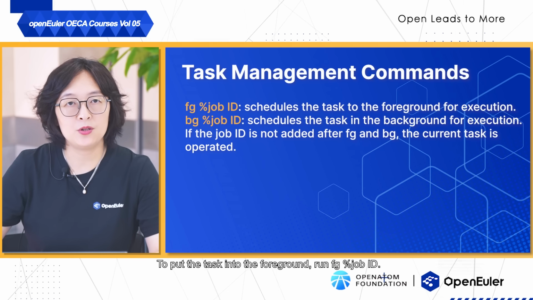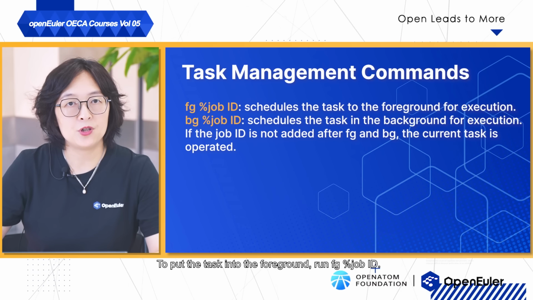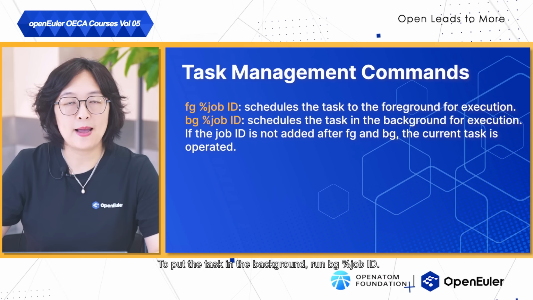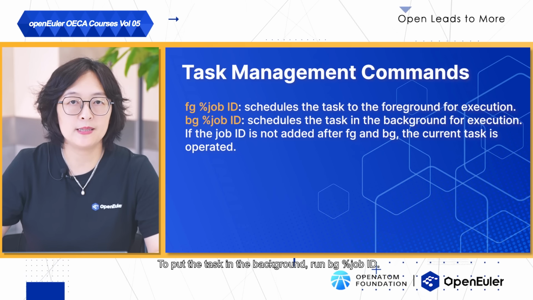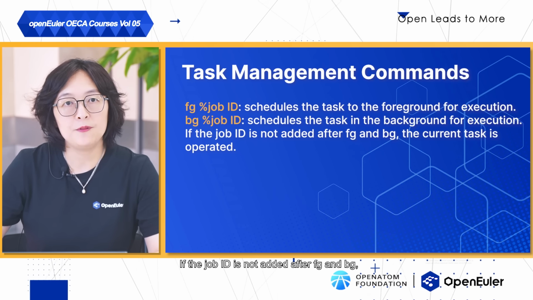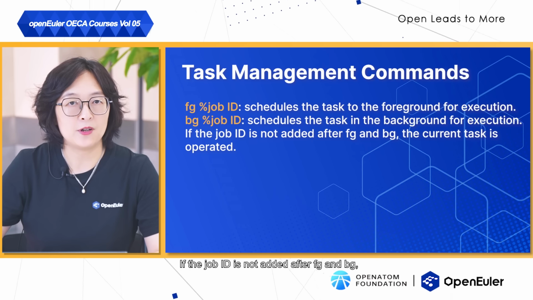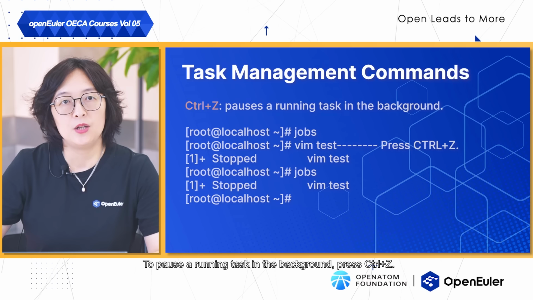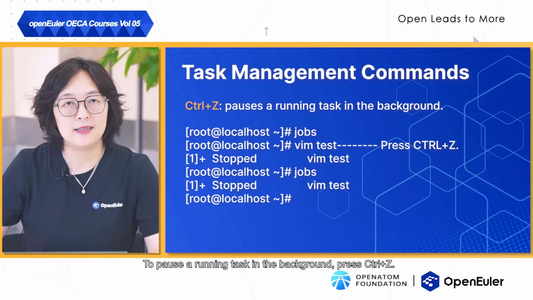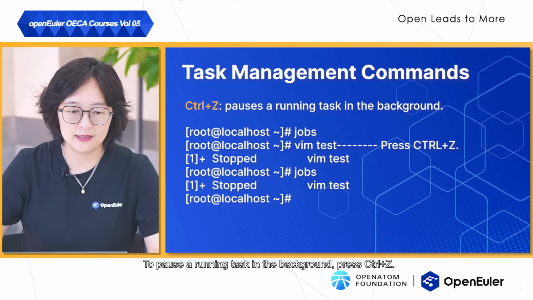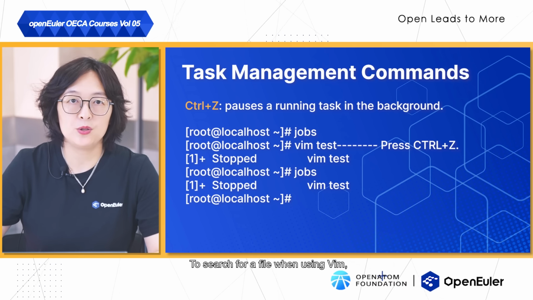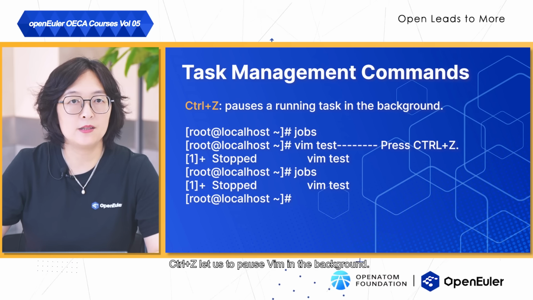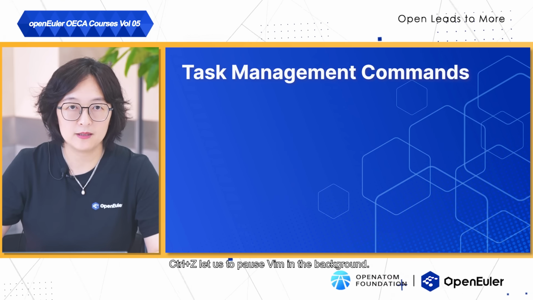To put the task into the foreground, run fg %job id. To put the task in the background, run bg %job id. If the job ID is not added after fg and bg, the current task is operated. To pause a running task in the background, press Ctrl Z. To search for a file when using Vim, Ctrl Z lets you pause Vim in the background.